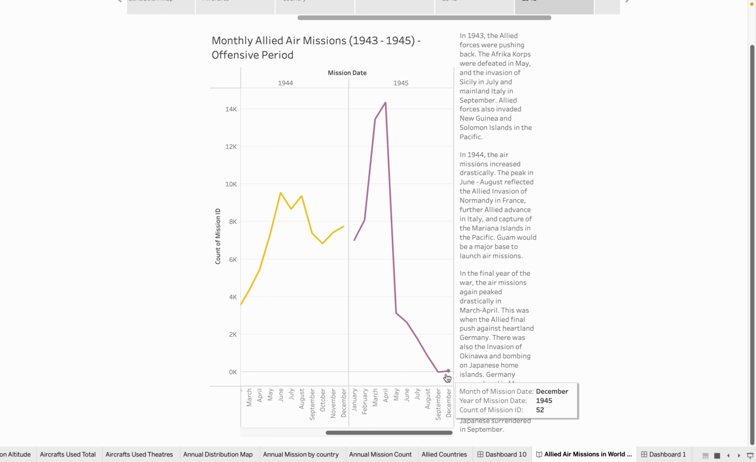And on the 2nd of September was when the Japanese finally surrendered, and that was the end of the war, officially, for the Allied forces. But there were still pockets of Japanese resistance all the way until December. So that's why we're still seeing some missions in December of 1945.